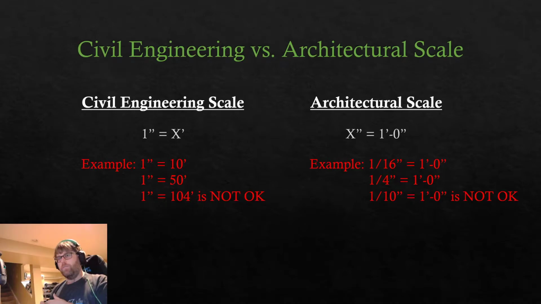Architectural scale is something that you would generally find on a ruler. So that's given by the form X number of inches is equivalent to 1 foot, and specifically 1'-0", so with a quotation mark. So that's the specific form.